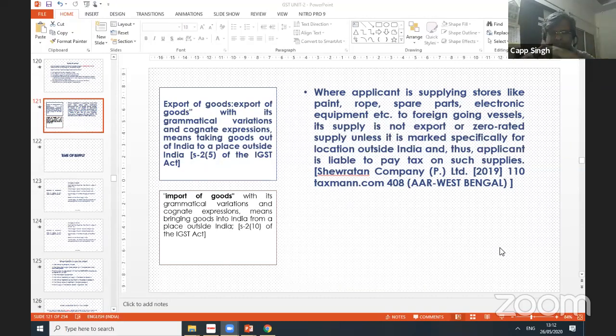And once on this base you can classify as supply of goods or supply of services, then we have to classify whether it is interstate or intrastate.